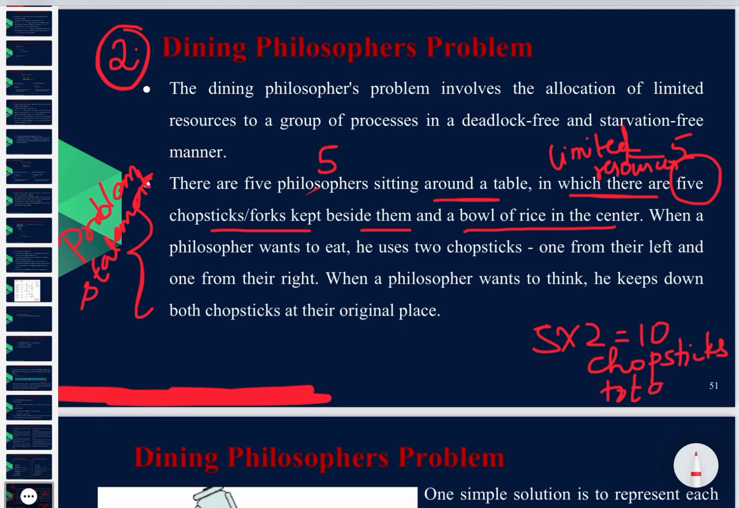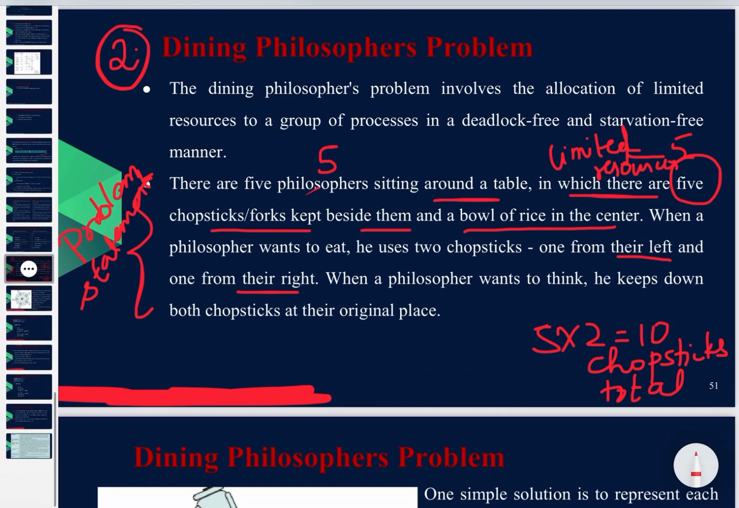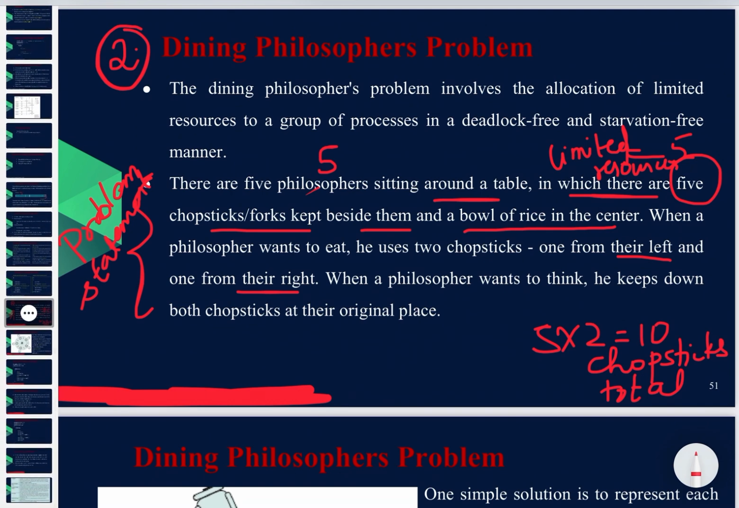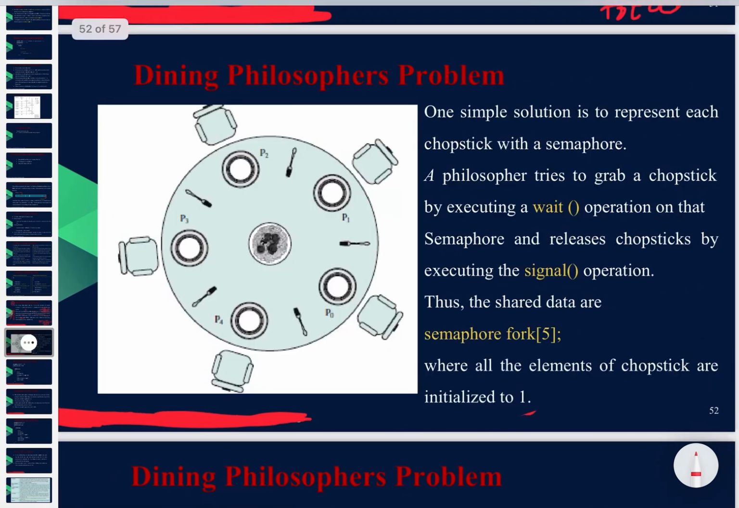But how many are provided? Only 5 of them are provided. That means the resource is limited. When a philosopher wants to eat, he uses 2 chopsticks, one from the left and the other from the right. When a philosopher wants to think, he keeps down both the chopsticks at the original position. So when the philosopher is eating, what will he do? Pick up one chopstick from the left and one from the right. When he wants to think, he will keep both chopsticks down. So this is the dining philosophers problem.